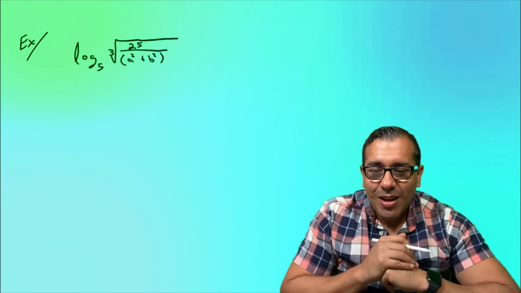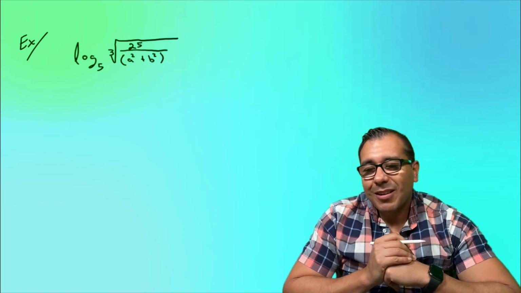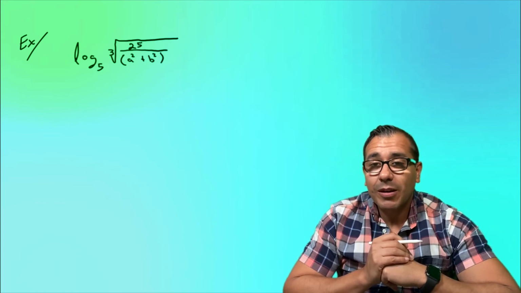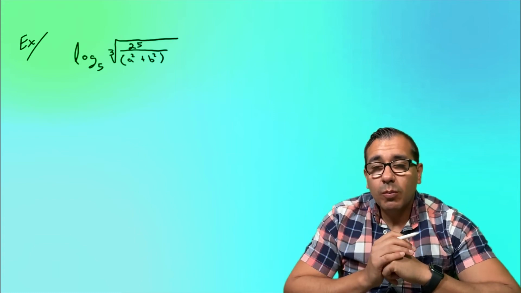So check this out. You have log base 5 of the cube root of 25 divided by the quantity a squared plus b squared. All right, so how do I expand that? How do I write this as multiple logarithms?